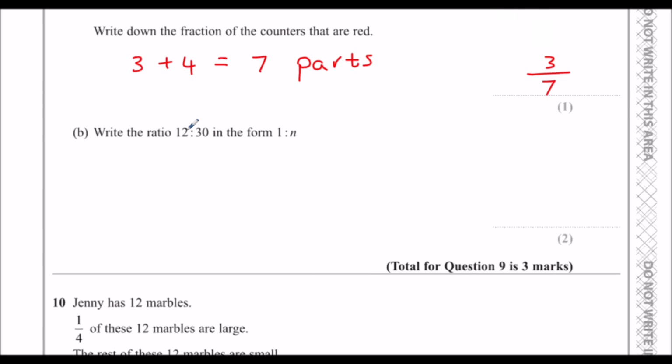Part B, write the ratio 12 to 30 in the form 1 to n. So we need to make the left side equal to 1. Let's just half them to start with. So we've got 6 to 15. Half of 12 is 6. Half of 30 is 15. And then they're both in the 3 times table. So divide both of them by 3. So that's 2 to 5. But we want it in the form 1 to n. So we're going to have to half them again. So it's 1. Half of 5 is 2.5. So it's 1 to 2.5.